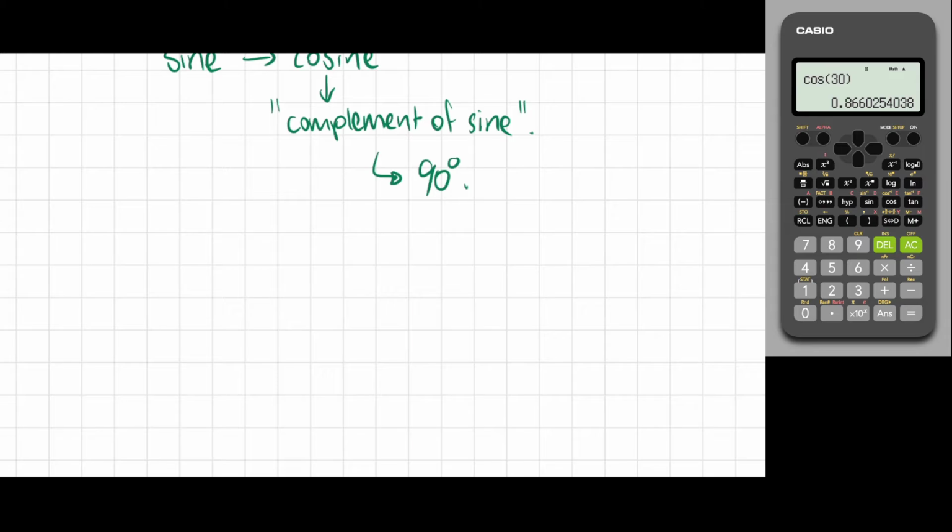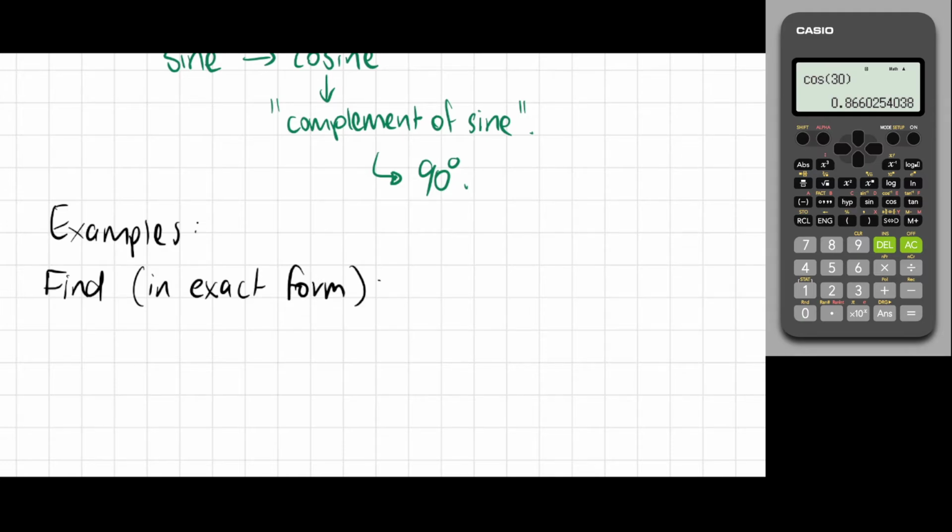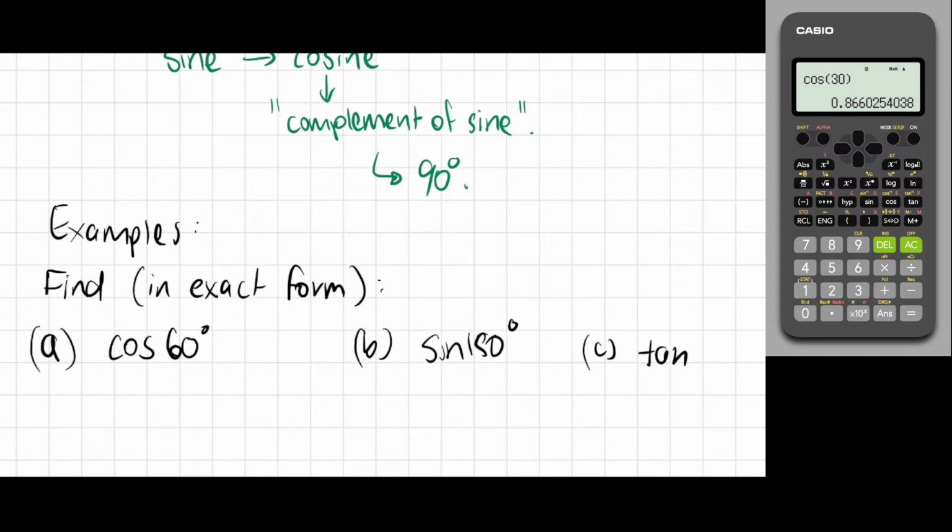Okay, so examples. 1, find in exact form: A, cos of 60 degrees, B, sine of 150 degrees, C, tan of 135. Now, we have to use part of our previous lesson to do this, where we looked at the obtuse angles. This is why this stuff follows the obtuse angles.